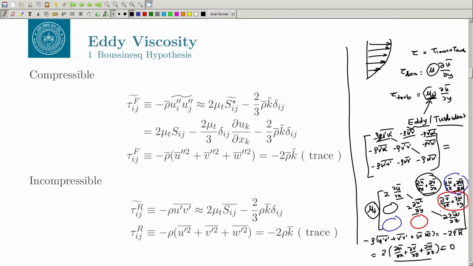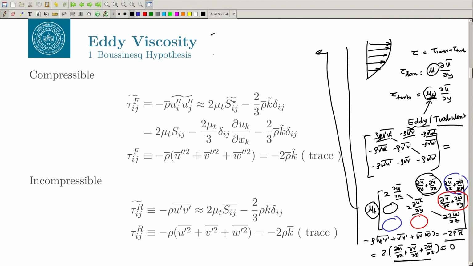So what we can do, in order to make it physical, so that when I add the trace it gives me minus 2 rho k bar, is just add the quantity minus 2 by 3 rho k only in the diagonal terms. If you do that, the equation will look like this, let me put it here.